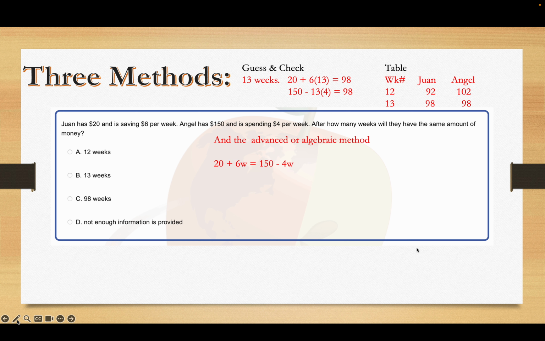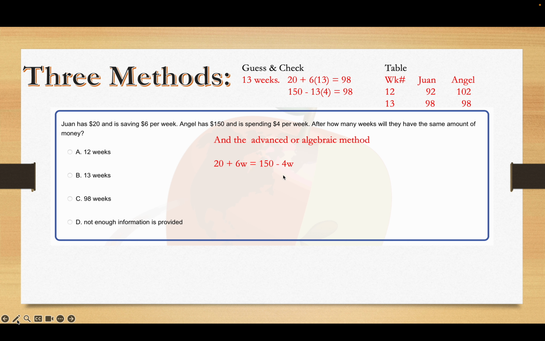So, if we let W be the number of weeks, then we can represent Juan as 20 plus 6W. You're saving. So when you're saving, you're adding up, and that's plus 6W. Angel, on the other hand, he's a lot like the government. And what he does is he spends. So Angel starts with $150 and spends $4 per week. So we've got 20 plus 6 times W and 150 minus 4 times W.